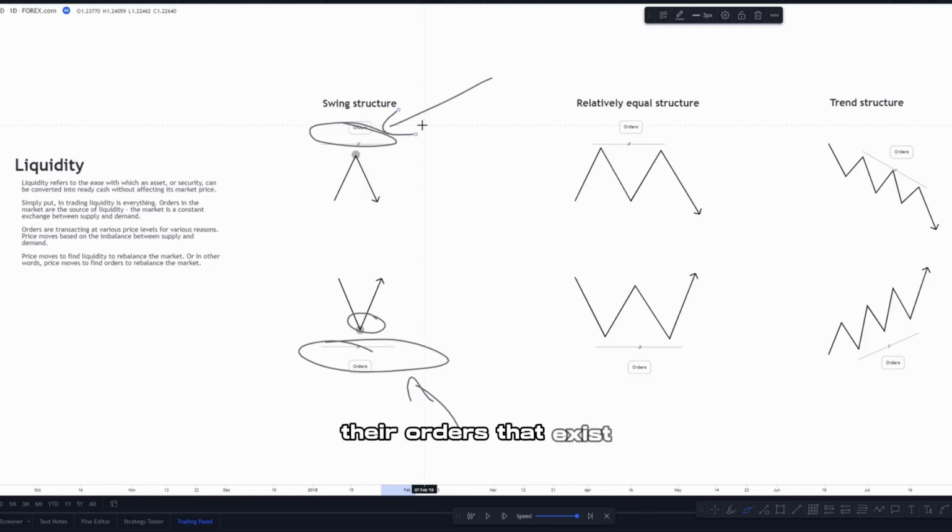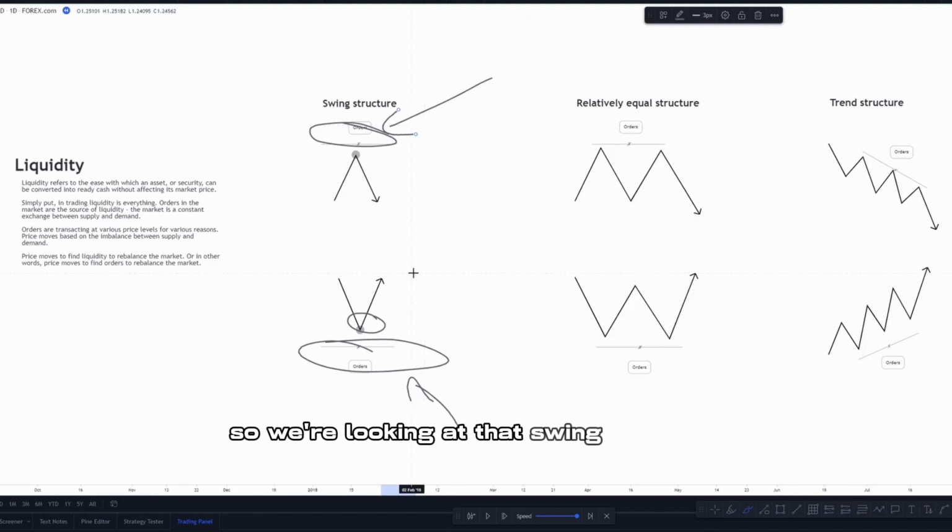There are orders that exist at all price points. These orders need to change hands. For buyers, they need sellers. Sellers, they need buyers. And it's this constant battle between the two that's causing price to reprice, targeting different liquidity pools, or groupings of orders at various price levels.